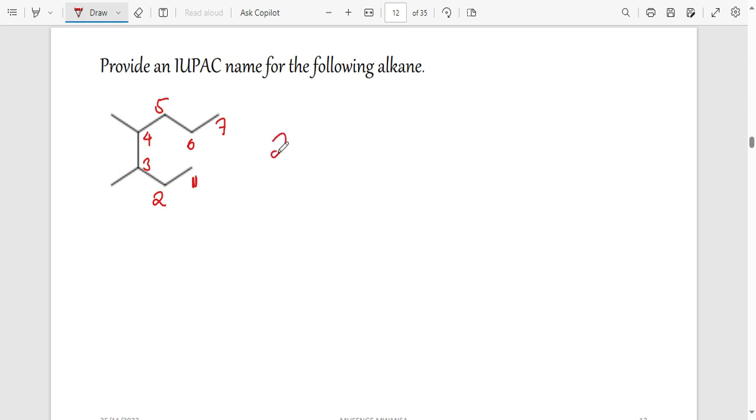Okay. 2,4-dimethylheptane. Good. Okay, so that is the name.